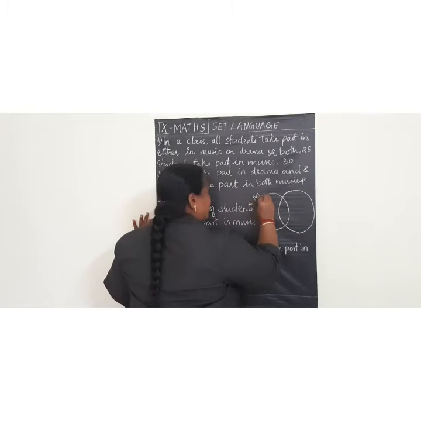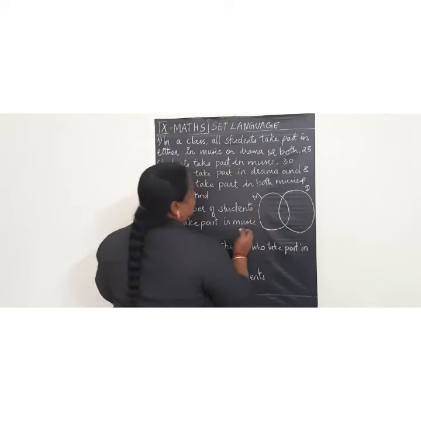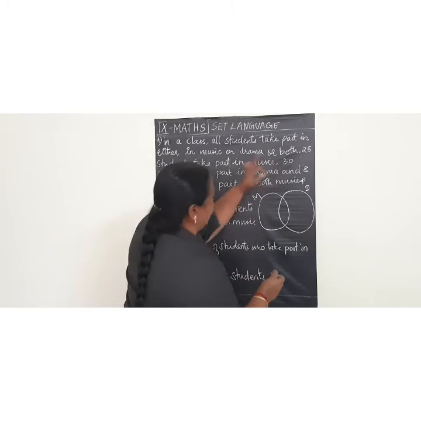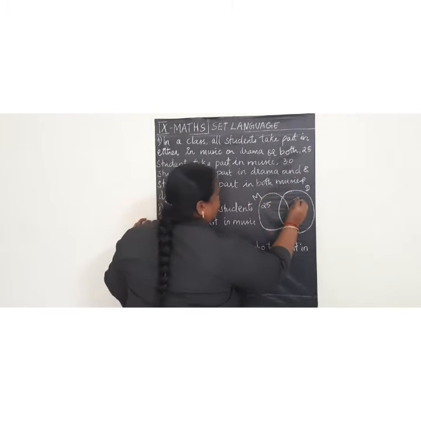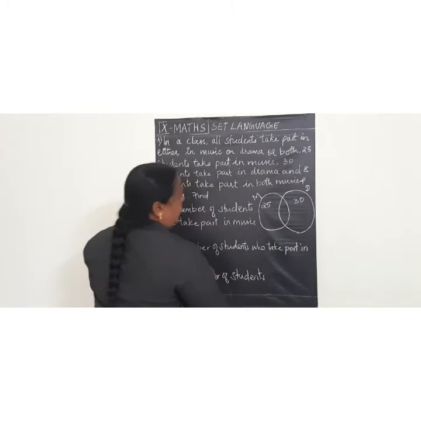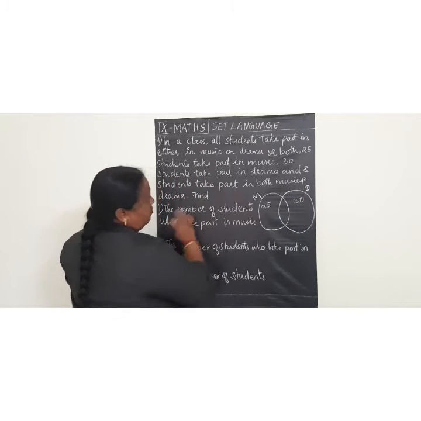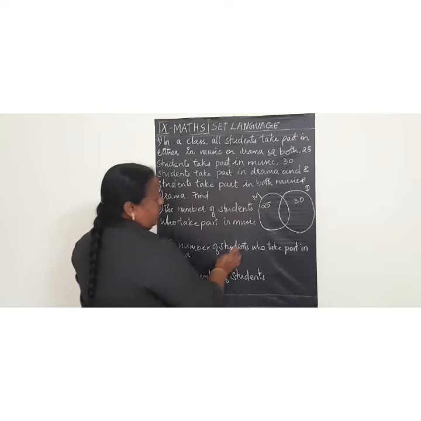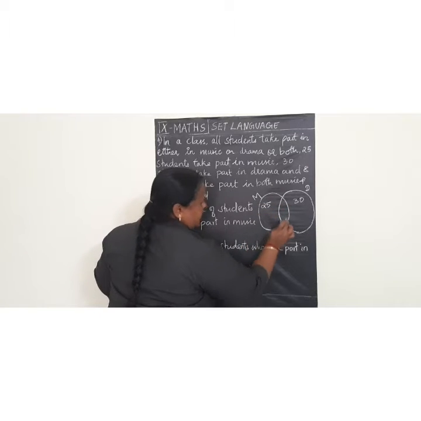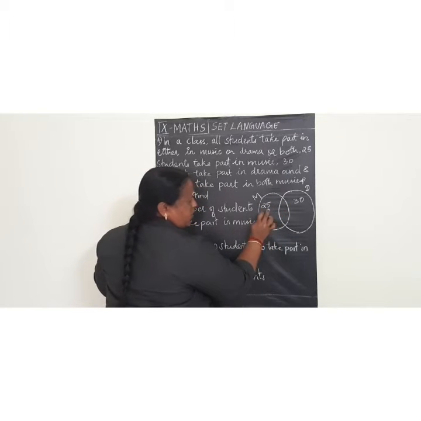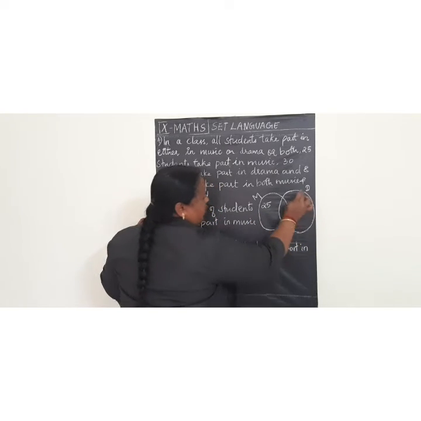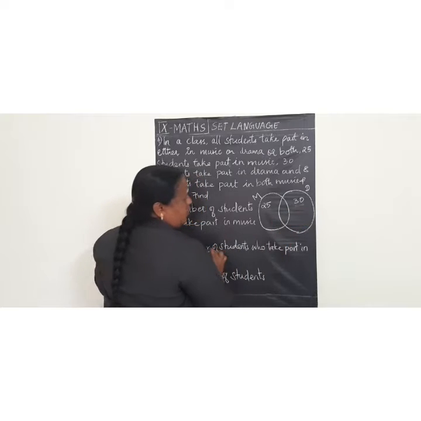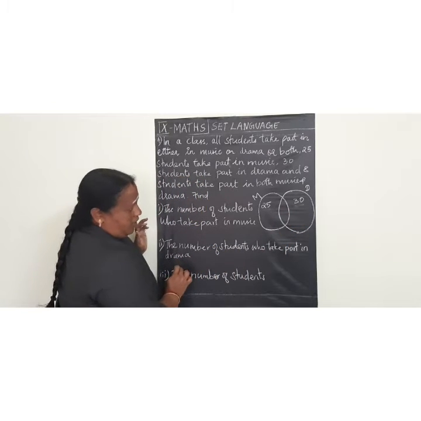This is music, drama. So how many students take part in music? 25 students. Next, 30 students take part in drama. Then 8 students take part in both music and drama. So this first circle represents music, and 25 students took part in music. Then this circle represents drama, so 30 students participated in drama.